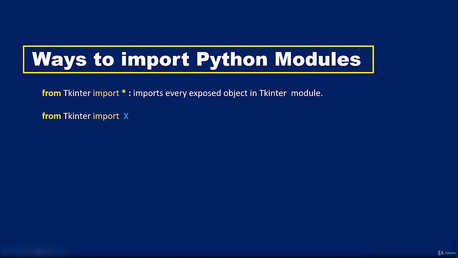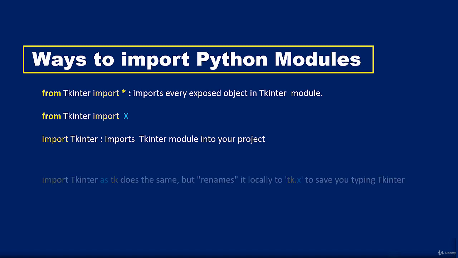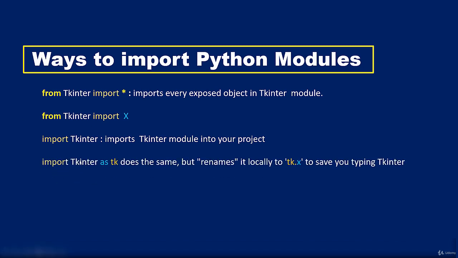You can also import a module just with the word import followed by the name of the module. For example, if the module is Tkinter, this will import the Tkinter module into your project. You can also import the module and then use it as an alias name. So if I'm importing this module Tkinter and I say as TK, now this TK is just a short name. I could call it X or whatever.